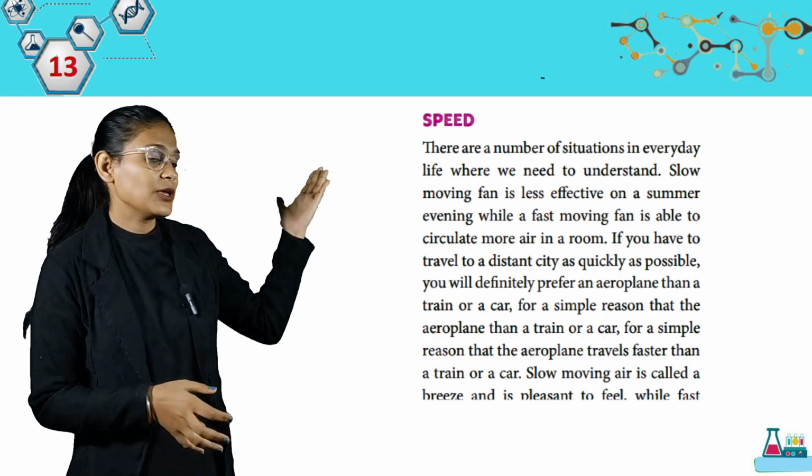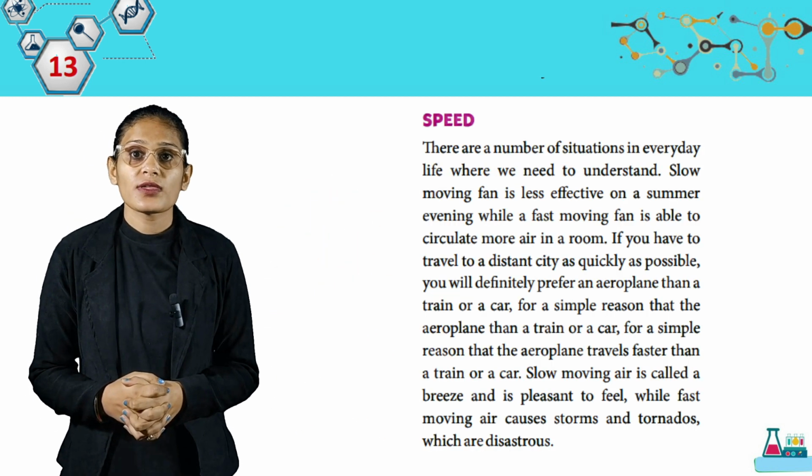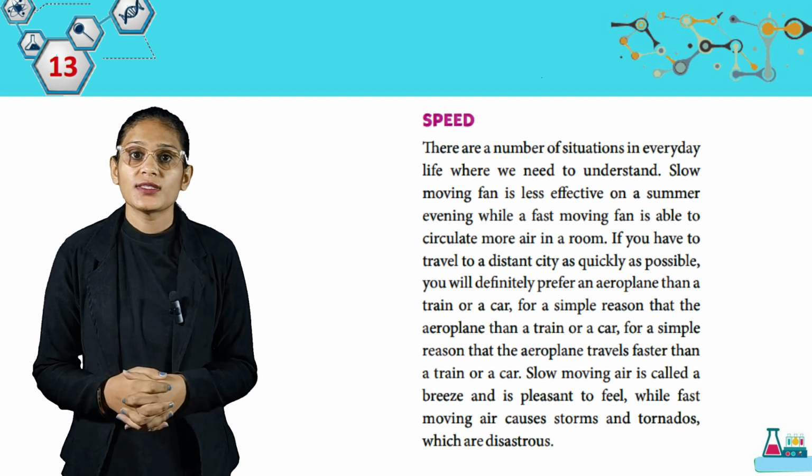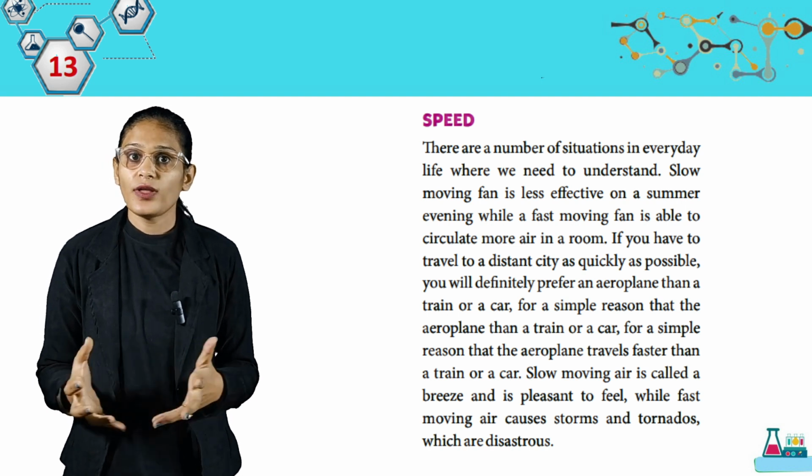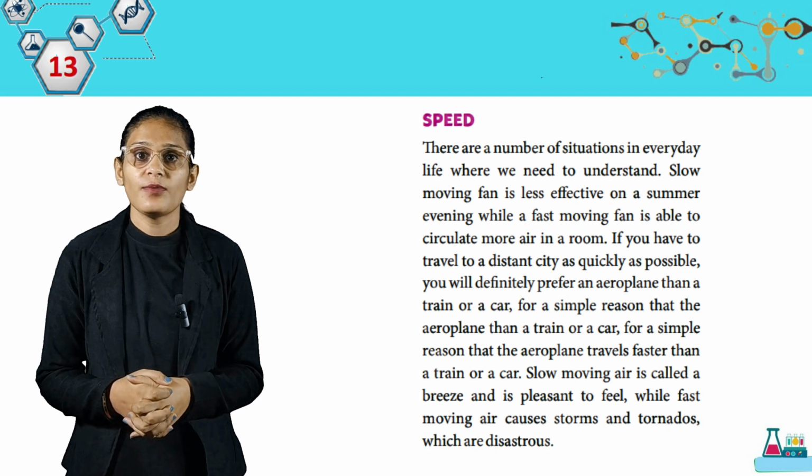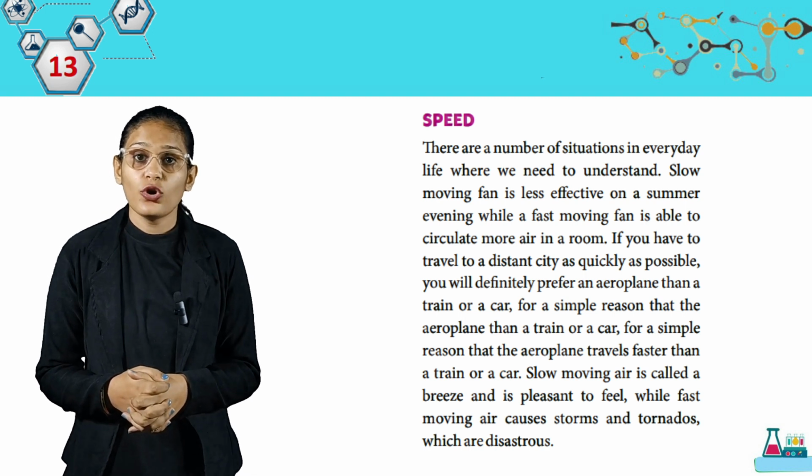Now we have speed. There are a number of situations in everyday life where we need to understand speed. A slow-moving fan is less effective on a summer evening, while a fast-moving fan is able to circulate more air in a room.